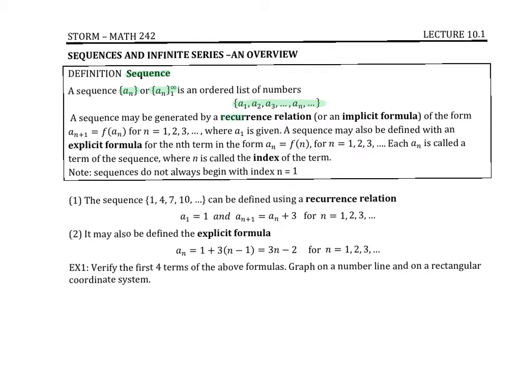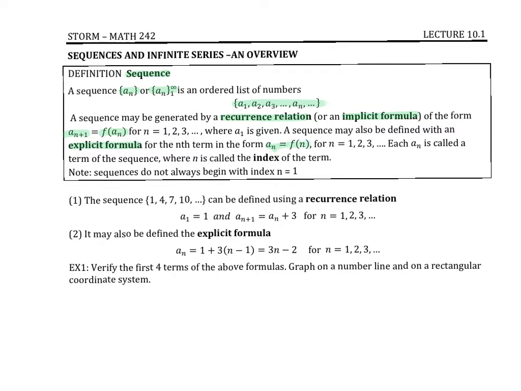There's two ways to write the formula for a sequence. One is by a recurrence relation or implicit formula. That is where you define a term by the one that came before. We can also get an explicit formula, and that is where the sequence is defined just by the index n.